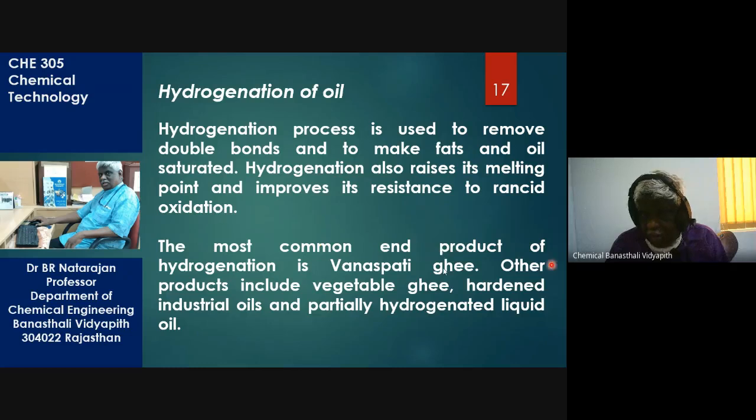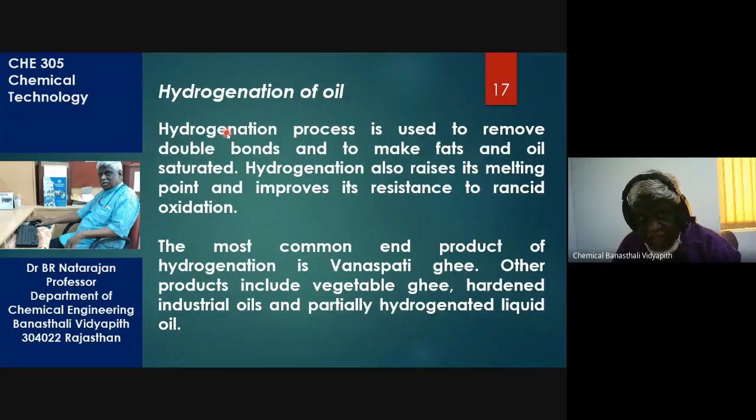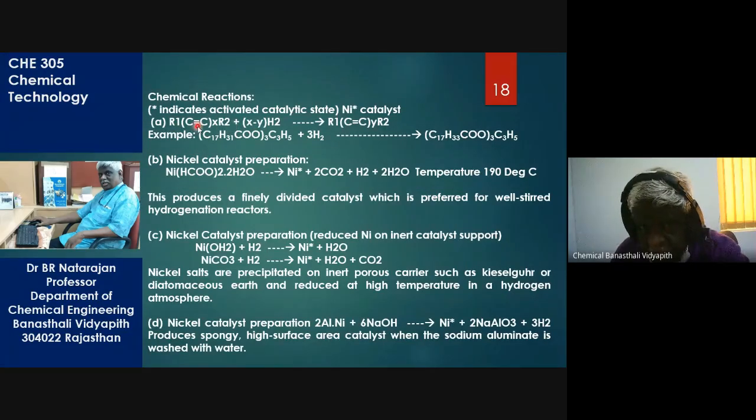The most common end product of hydrogenation is vanaspati ghee, right? Other products include vegetable ghee, hardened industrial oil, and partially hydrogenated liquid oil. Now, how does the hydrogenation take place? So, assume that my oil is like this, R1, R2 with carbon, carbon C double bond C, X times, plus X minus Y hydrogen will give me R1, then the hydrogen saturates them, then R2.